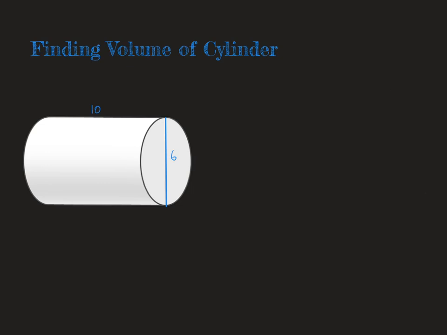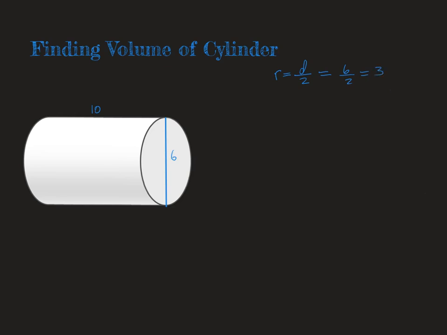Now let's find the volume of this cylinder, but in this case, we are not given the radius. We are actually given the diameter of the circle. Whenever you have a line that crosses the circle in half, that's not the radius, but the diameter. And the radius is half the diameter. So radius is equal to the diameter divided by 2. So in this case, we have 6 divided by 2. So your radius is 3.